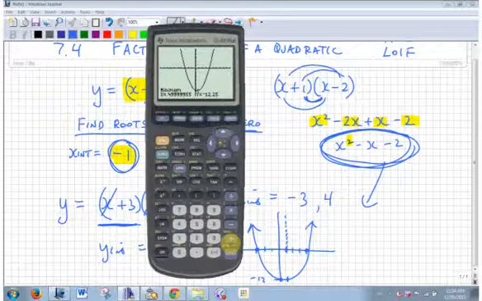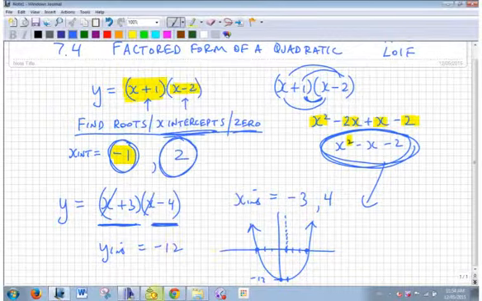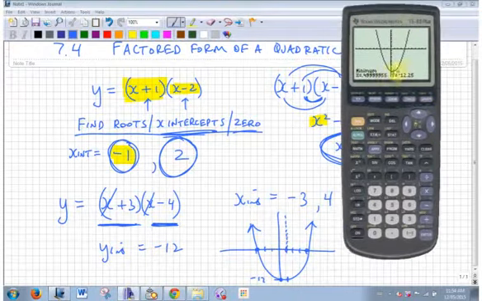So the minimum is not the y-intercept, is it? No, it's a different point. I can calculate the minimum. I just wanted the y-intercept here. Those are different points. Okay, it looks really close, but it's not the same thing.